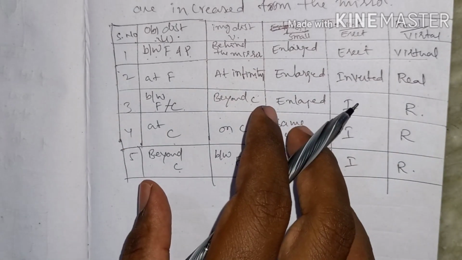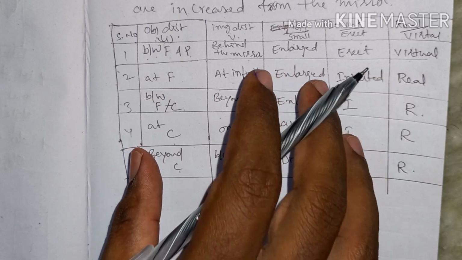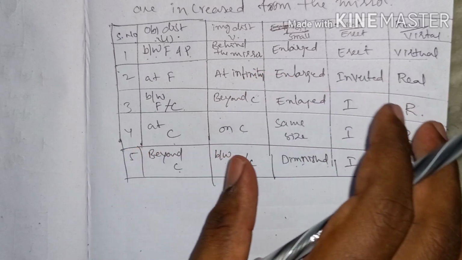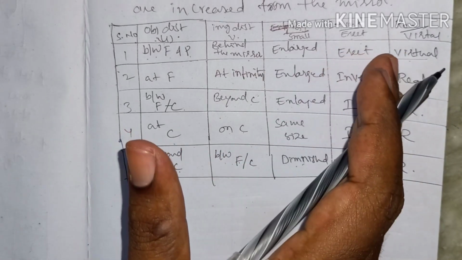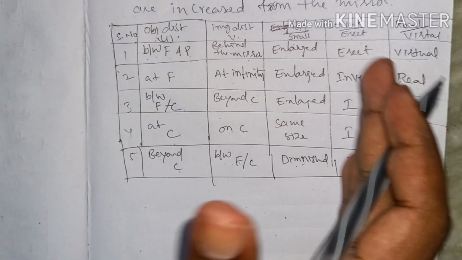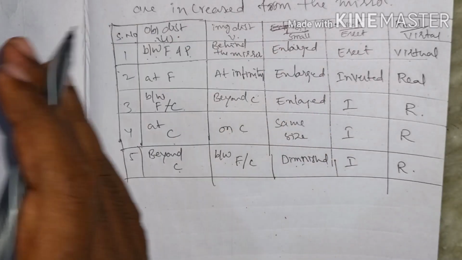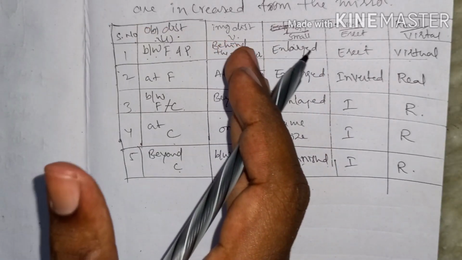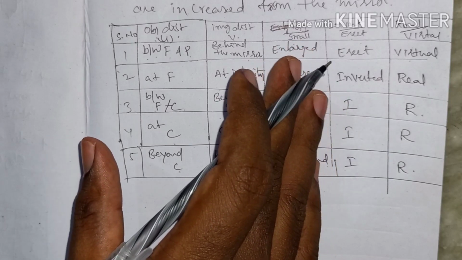So up to now, what we discussed is the relation between object distances and image distances. While object distances are decreased towards the mirror, image distances are increased from the mirror, and the size of the image also increases. The properties also change. So this is the lab activity, a very important activity.